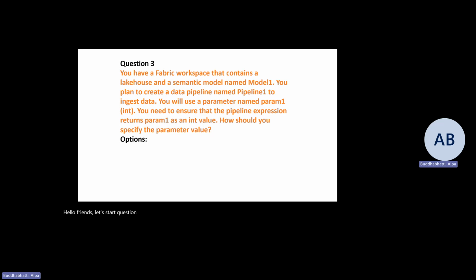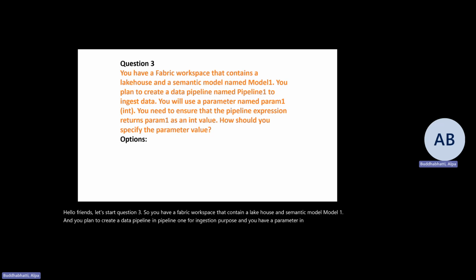So you have a Fabric workspace that contains a lakehouse and semantic model 1, and you plan to create a data pipeline, pipeline 1, for ingestion purposes. You have a parameter in your pipeline 1, which is param 1, of type integer. Now you need to ensure that the pipeline expression returns param 1 as an integer value. How should you specify the parameter value?